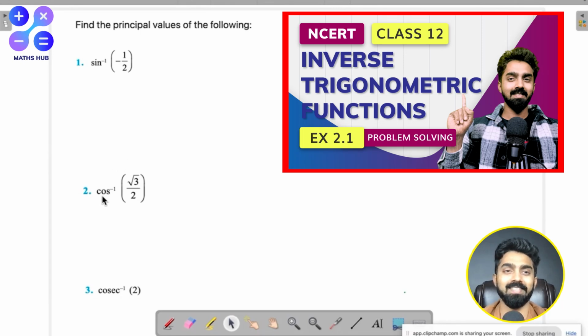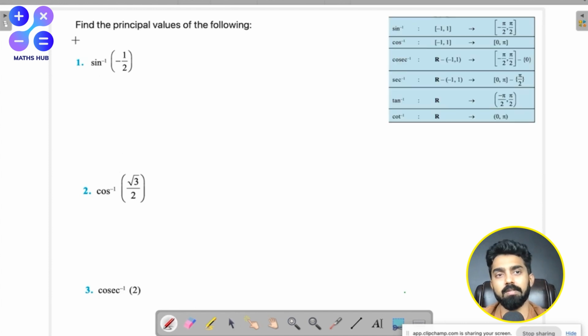Hi everyone, let's look at the questions from exercise 2.1 today. So the first question is to find the principal values of the following inverse trigonometric functions. Right? We need to find the principal values. So what do we mean by a principal value? Principal values are the values in the principal branch of that particular function, right? So this is known as the principal branch.